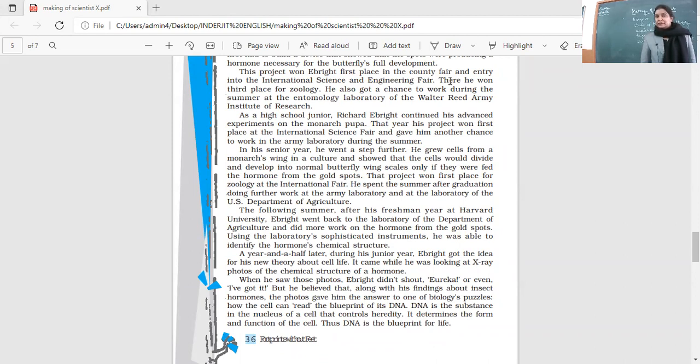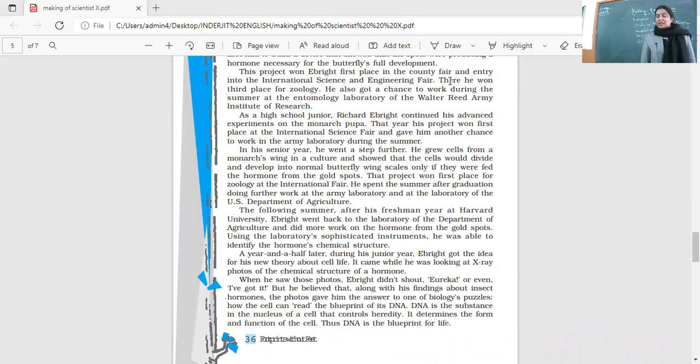theory about cell life. It came while he was looking at X-ray photos of the chemical structure of a hormone. So he had found the structure of the hormone. How did he get more ideas? See, when you are on the path of research, one thing leads to another. Maybe you start from simple things and go on to more complex and detailed things. So he was studying the structure of that hormone, looking at the X-ray of the hormone, and he got an idea of what? His cell theory, or his theory about cell life.